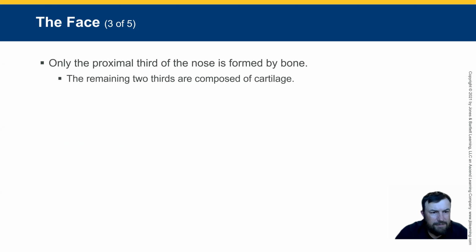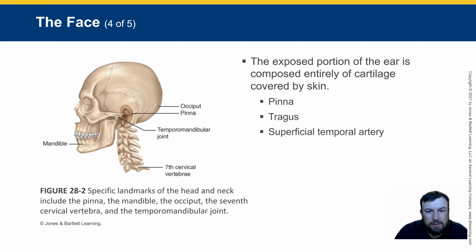On the face, only the proximal third of the nose is formed by bone. There's going to be a picture coming up in a minute, but I think we know that the outermost part of our nose is cartilage. The exposed portion of the ear is composed entirely of cartilage covered by skin. The pinna, the tragus, and the superficial temporal artery.